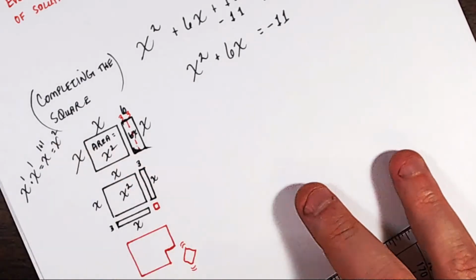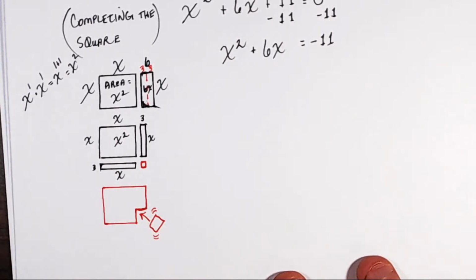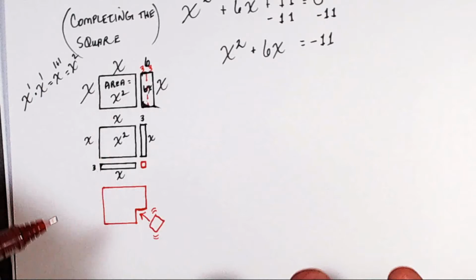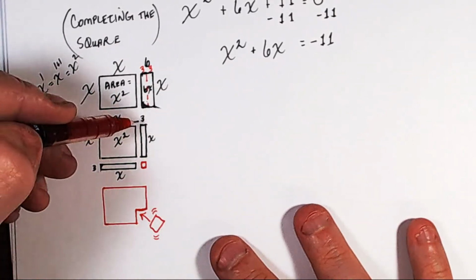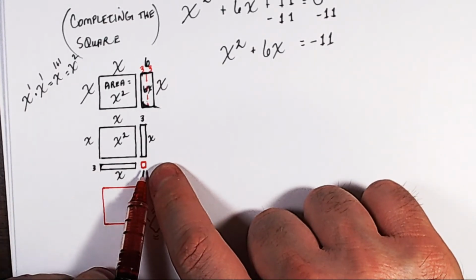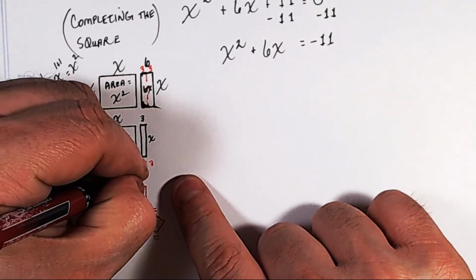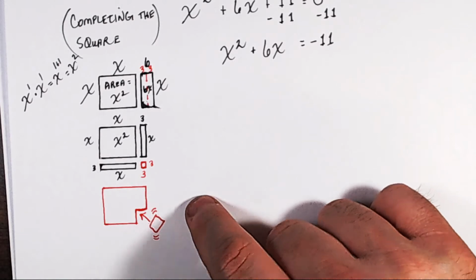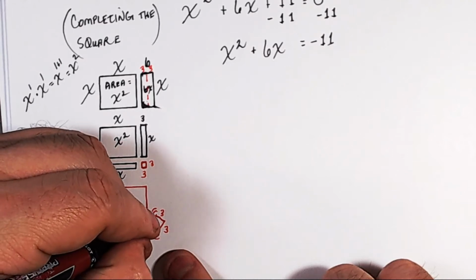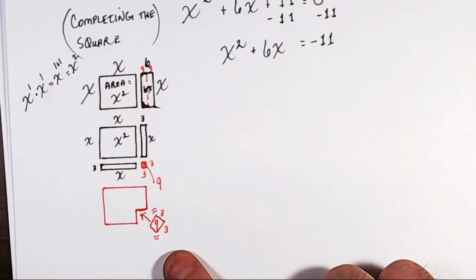Okay, what are the dimensions of this little piece of paper that is going to fit in here to complete the square? Well, remember, the width here is 3 and the width here is 3. So the width of each of the 4 sides of this little tiny square is going to be 3. Okay, so this is going to be 3 times 3. So the internal area of that little square is 9. Right?